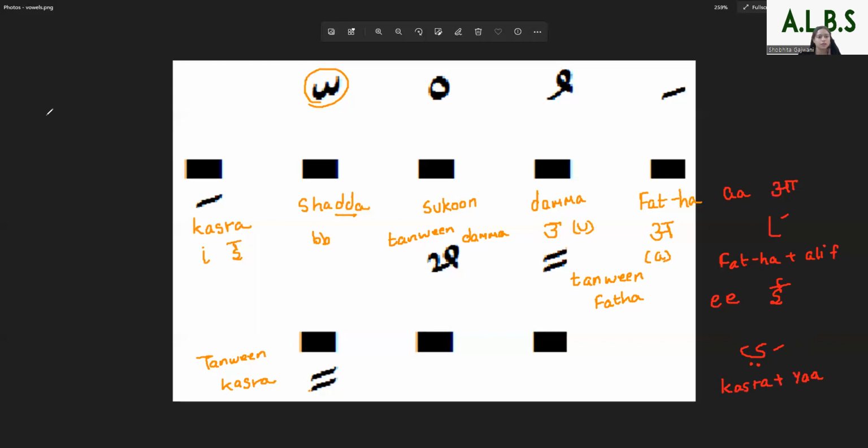Now here I am writing the sound of oo, double O. That is oo in Hindi. All right. It is formed by placing dhamma with waw. Waw plus dhamma. All right. So these are the long vowels.